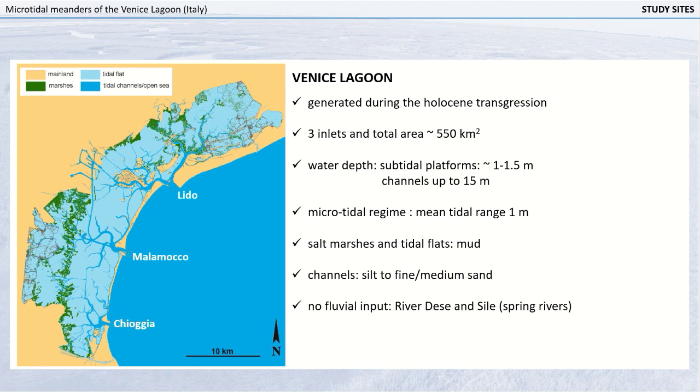No reason to spend time on an overview of the Venice lagoon because it has been described in several talks during this meeting. I just want to highlight that it is affected by a microtidal regime, and I want to specify that this lagoon does not receive any relevant fluvial input. There are just 2 rivers entering the lagoon, but they are spring-fed rivers, so very low discharge both in terms of sediment and water. So the channels we are studying here are purely tidal, so these are blind tidal channels.